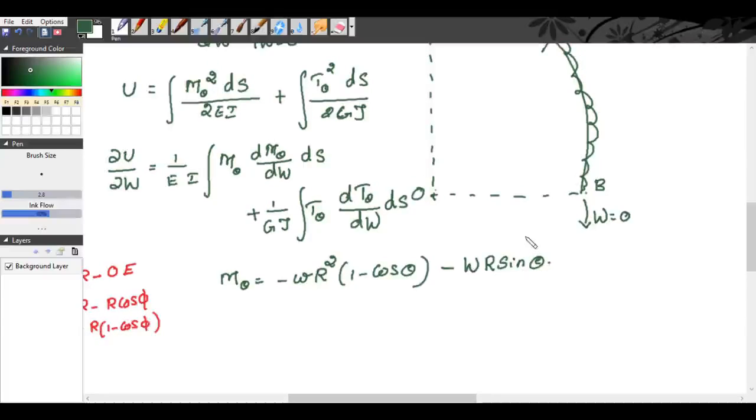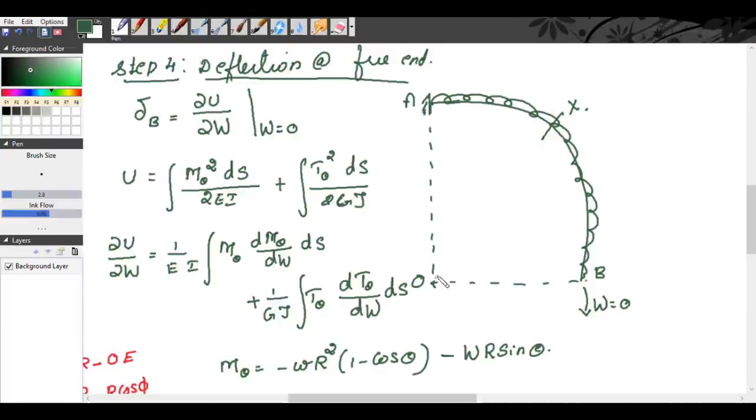Why is it R sin theta? We are assuming this section is making an angle of theta with the horizontal, with OB. We are drawing a perpendicular from B. So this is load into perpendicular distance. This distance is R sine theta.